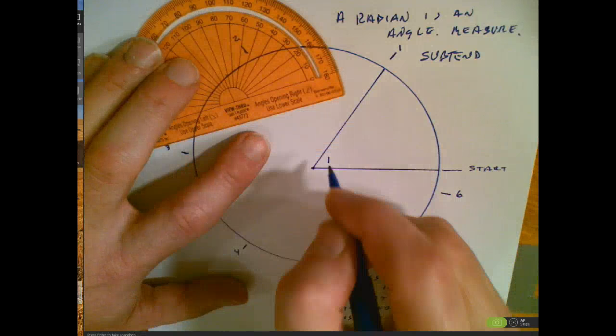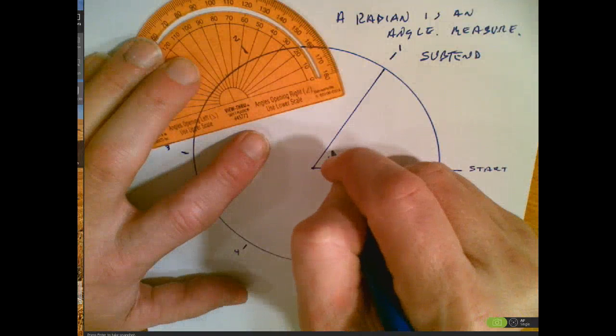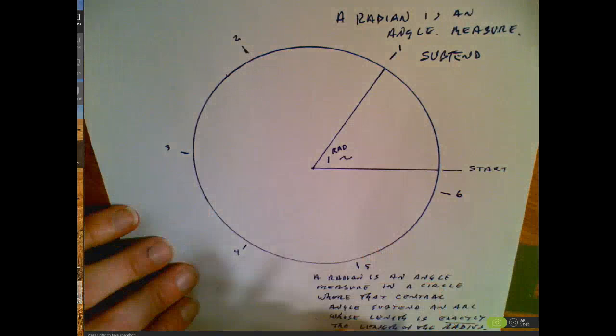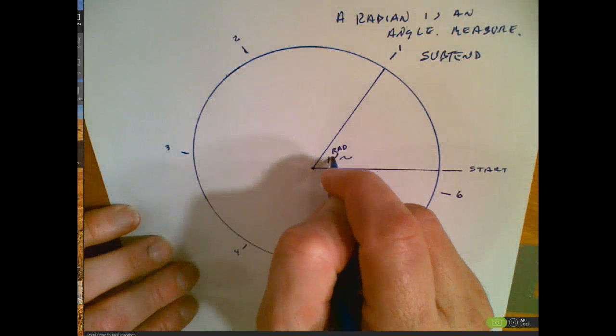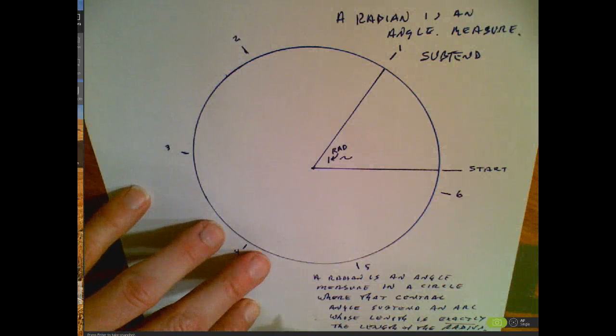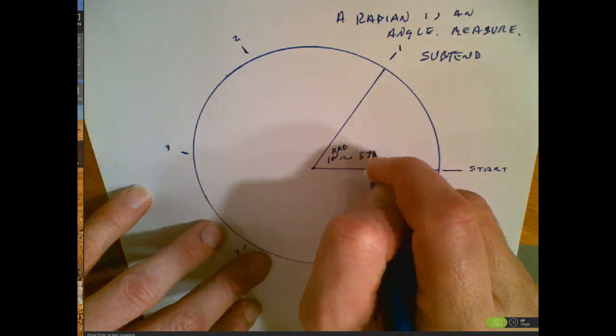So this one, whatever that one is, that's 1 radian. I like to put rad here because sometimes we forget what this number is. So I'll put rad, and actually that doesn't have any dimensions to it at all. It doesn't have a degree or anything. So 1 rad is about 57 degrees.